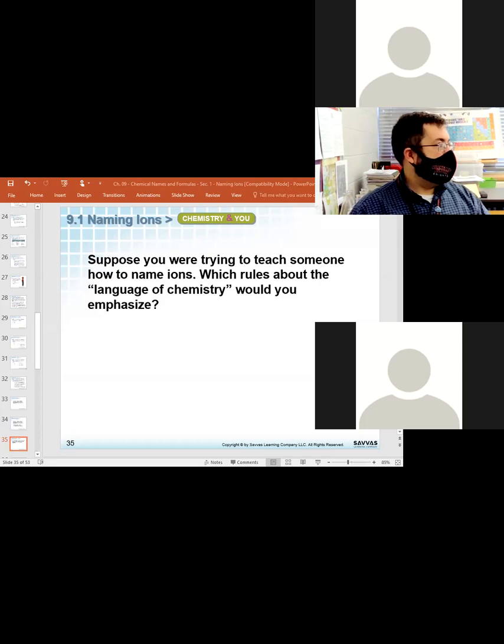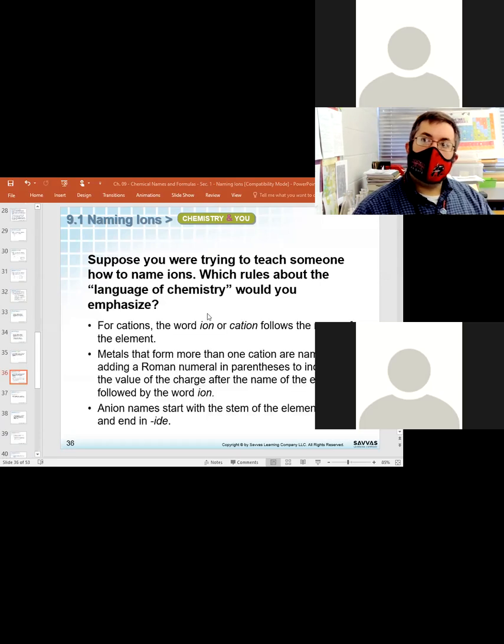Other ideas? Okay, let's see here. So we want to have the word ion or cation. So for instance, aluminum ion or silver ion or something like that. If there's more than one cation, we want to add a Roman numeral in parentheses. Again, no space between the parentheses and the name of the element, the English name of the element. And if we have anions, we want to start with the stem and end in "ide."